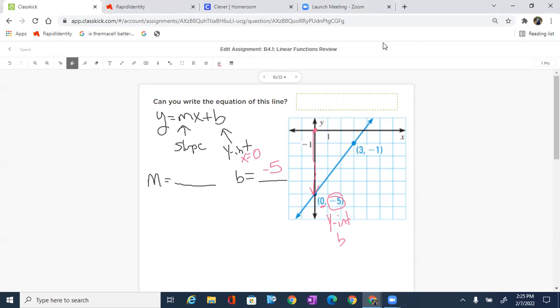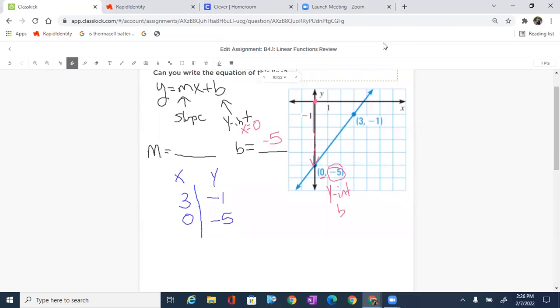Now, the second thing we're going to do is find the slope. I'm going to do this two ways: I'm going to use the graph and a quick chart. Let's use the chart first. I'm going to take the points that we have and put them in order, well, not in any specific order. I'm just going to put 3 and -1 for my x's and y, and then 0 and -5.